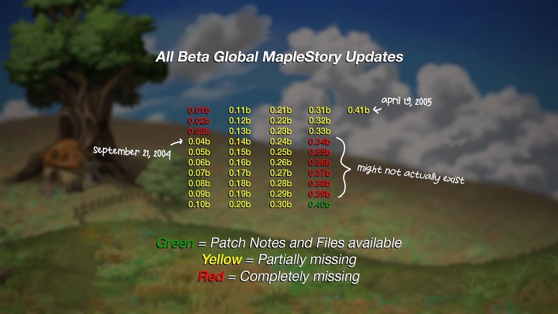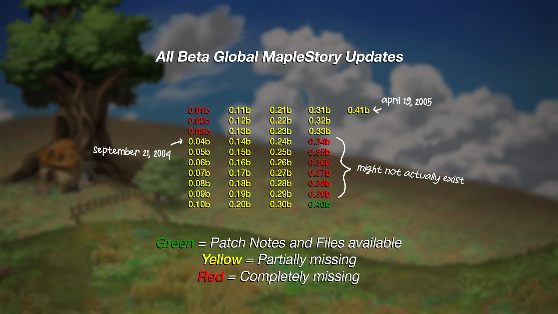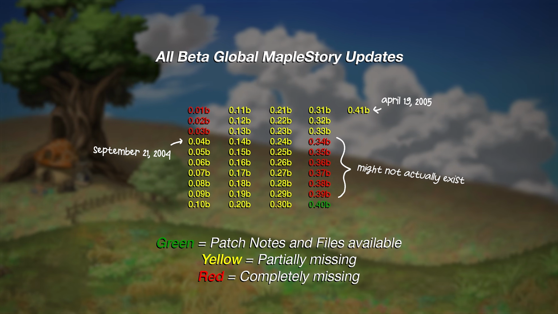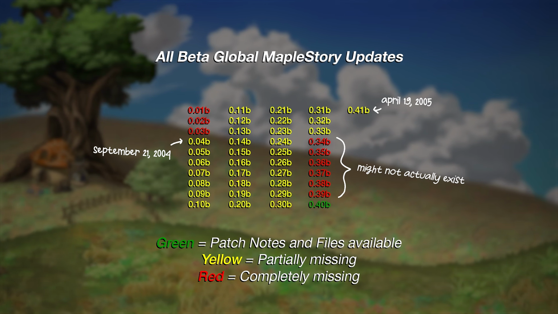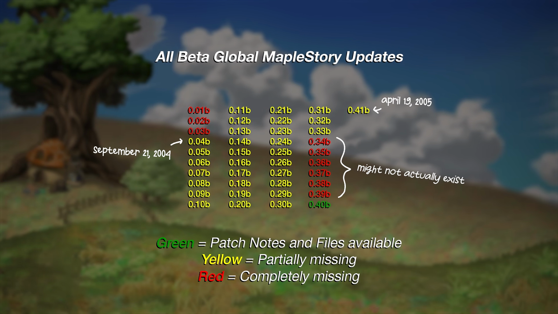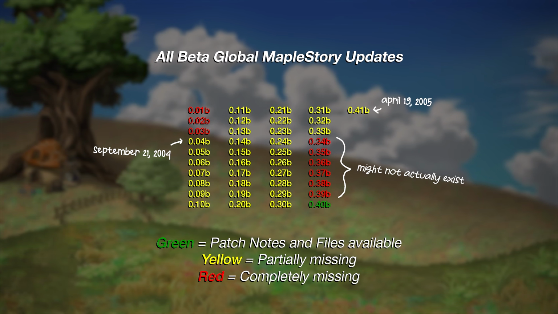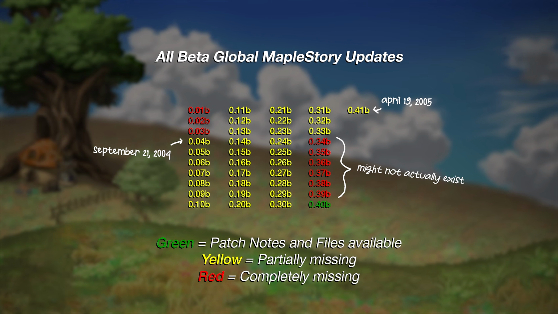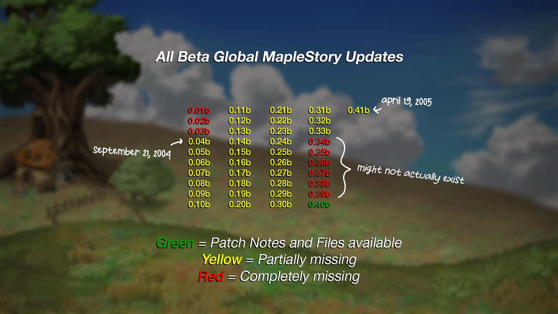Every version of the beta files is lost media with the exception of version 0.40 beta, which was released on March 25th, 2005. This wasn't the final beta update. There was one more released on April 19th, but we don't have access to those files either.